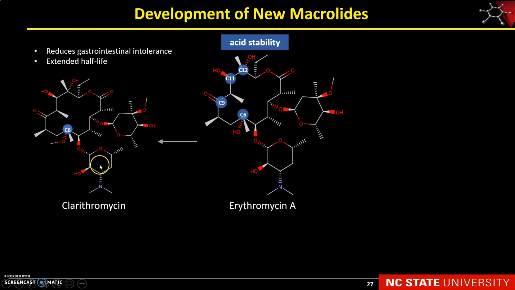Clarithromycin. The major difference here between these two structures is at C6. They change the hydroxy group here to a methoxy group here. This is the only modification. But as a result, this compound has a better half-life and reduced gastrointestinal intolerance.